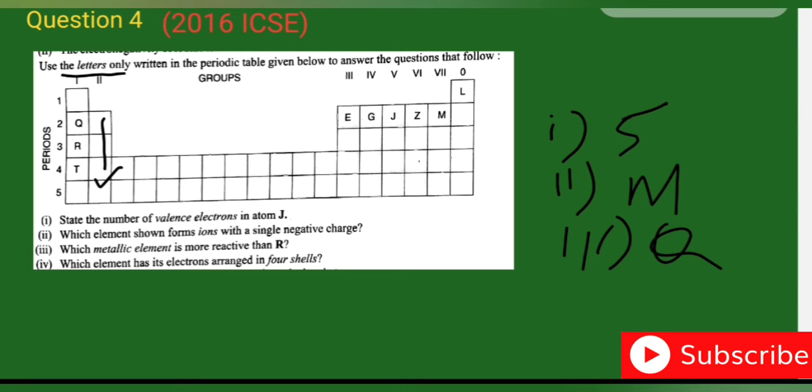Which element has its electrons arranged in 4 shells? Now just see, 4 shells means it belongs to the 4th period. Which element? The answer is T. So this is the way you can answer this question.